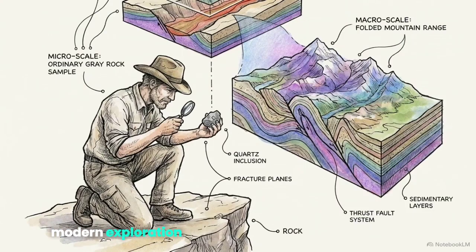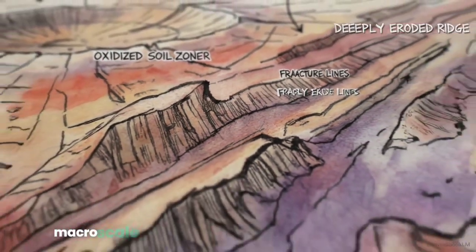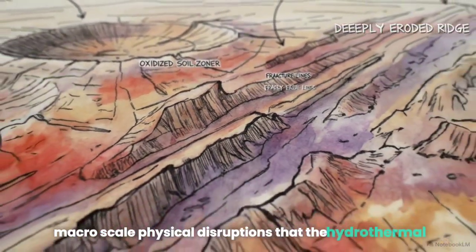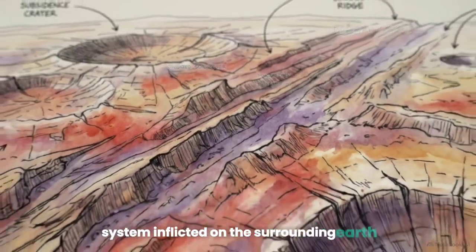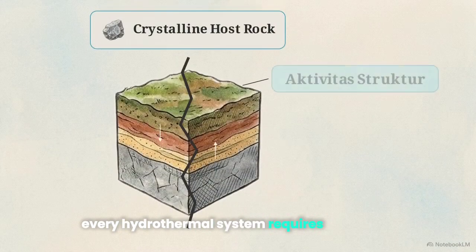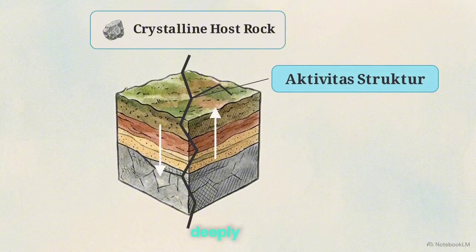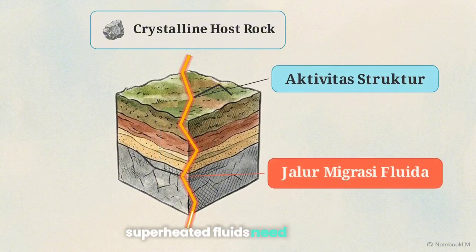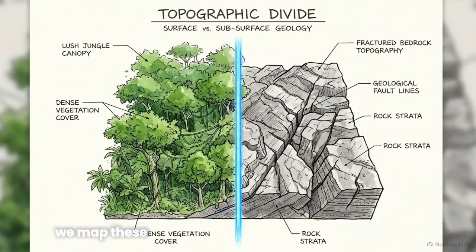Modern exploration does not look directly for the mineral. It maps the cascading, macro-scale physical disruptions that the hydrothermal system inflicted on the surrounding Earth millions of years ago. Every hydrothermal system requires structural permeability. Deeply buried, superheated fluids need a conduit, a fault, fracture, or shear zone, to migrate toward the surface. We map these conduits topographically using DEMNAS, a digital elevation model with an 8.3-meter resolution.